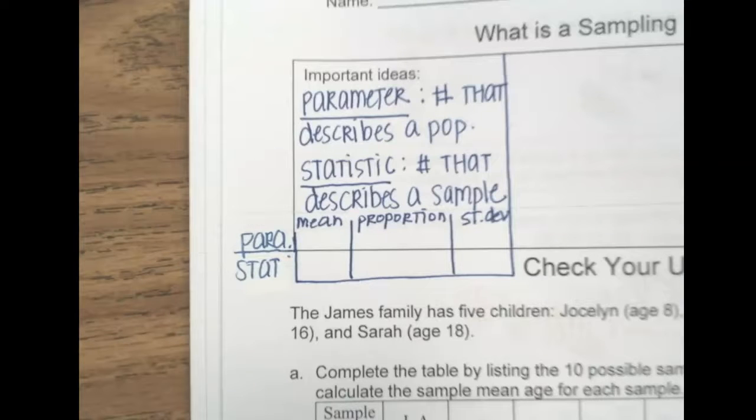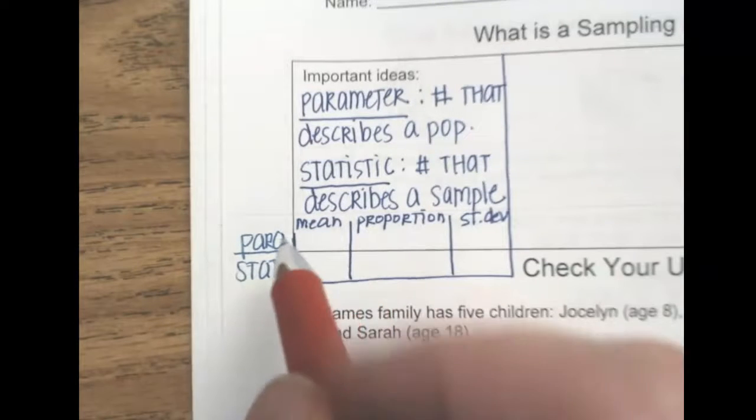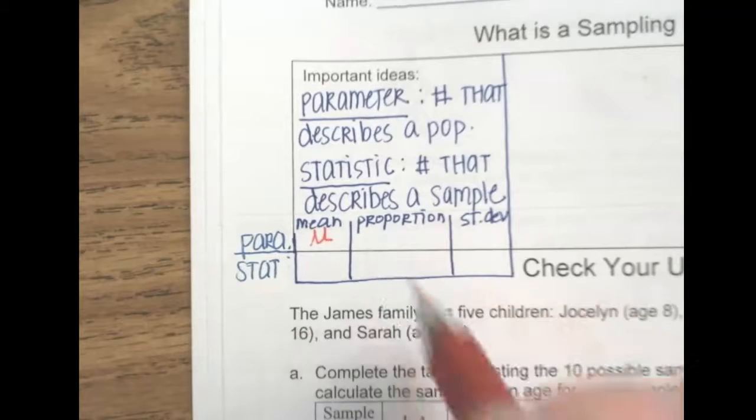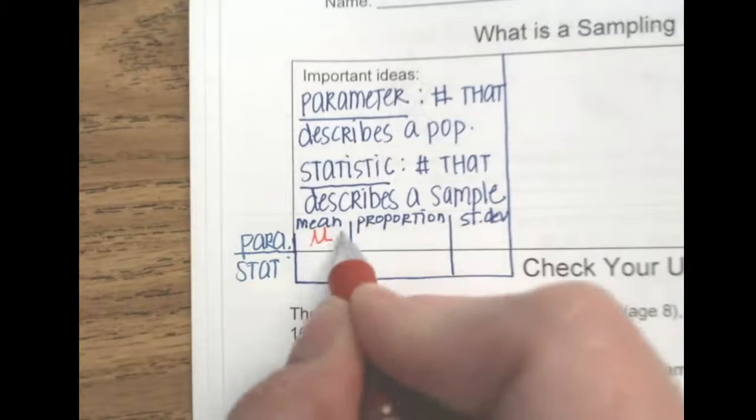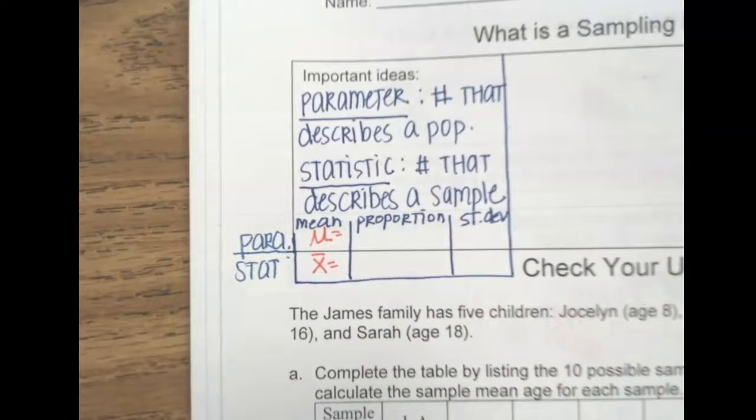So when we use parameters and statistics, and we're going to write their numbers down, we need to remember their notations because the way we write the notation is important and it conveys information to a reader that this is a parameter or a statistic so they understand where the number is coming from. So when we're talking about mean, the parameter is mu. You'll say mu equals, and the statistic would be x bar equals.